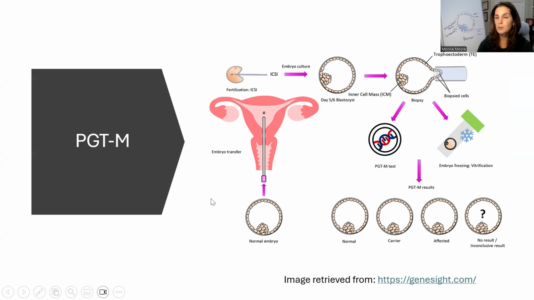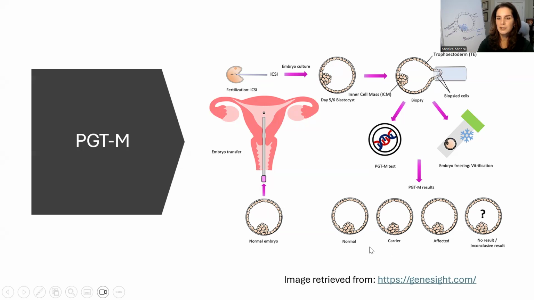PGTM is when we are looking to diagnose in an embryo a usually autosomal recessive, but sometimes dominant, disease before replacing it back. For example, a couple are both carriers for cystic fibrosis. There is a 1 in 4 chance of a baby being affected by cystic fibrosis, 50% chance of being a carrier, 25% chance of being completely unaffected.